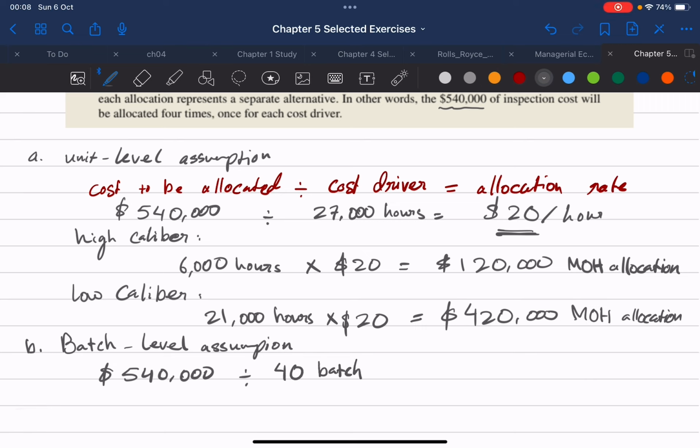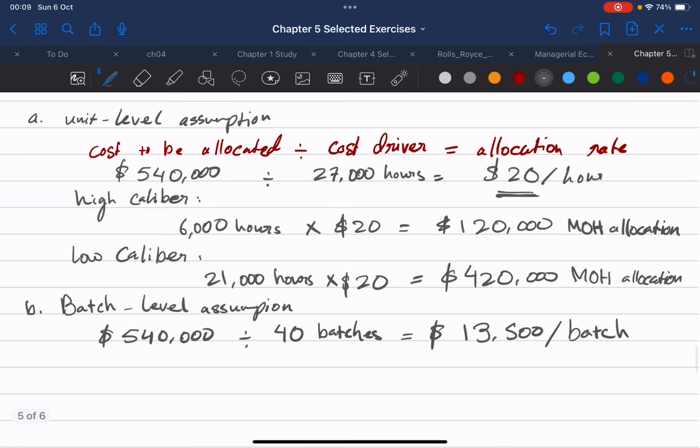Batches. Run the numbers. 540,000 divided by 40. That's 13,500 per batch. So what we're saying here is that each batch that the company produces is responsible for $13,500 of that total manufacturing overhead of $540,000. Okay, so now again we can calculate for each caliber.